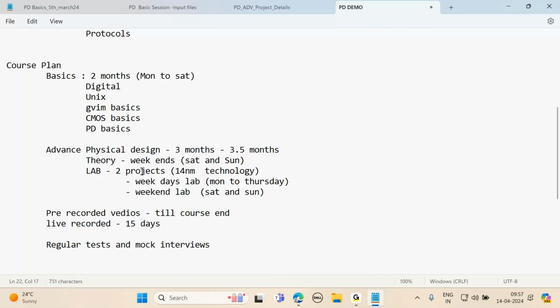So on the weekdays, what's the duration? 3 hours. So who will teach it? Same faculty? See, on weekdays some person will teach. I am not sure who is going to teach. Some of the persons from the institute will teach them, only for the theory classes. I'll confirm about this.